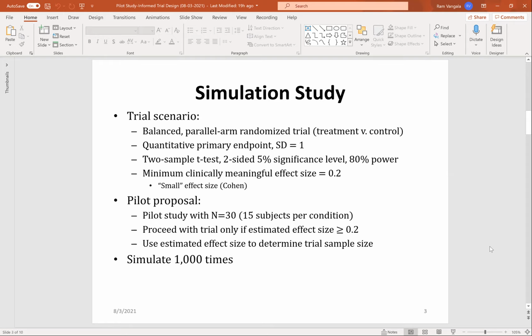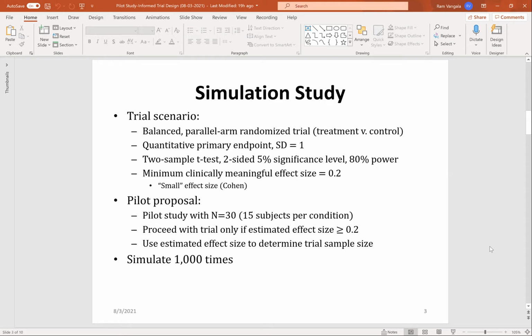Where do I get 0.2? Somewhat arbitrary, but there's this widely cited source, Cohen, on effect sizes, and his concept of a small effect size is 0.2. So you could think of an effect size smaller than 0.2 as smaller than small, which you can think of as clinically negligible. Intuitively, we're interested in effects that are bigger than 0.2. Smaller than that, we don't think it's very interesting.